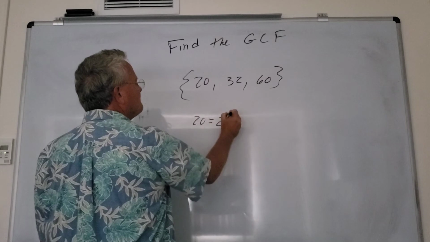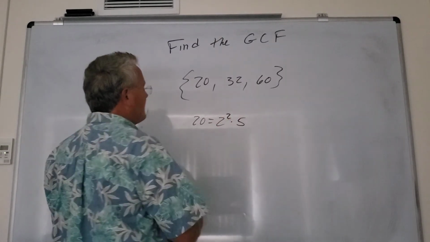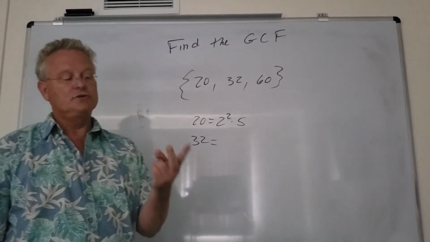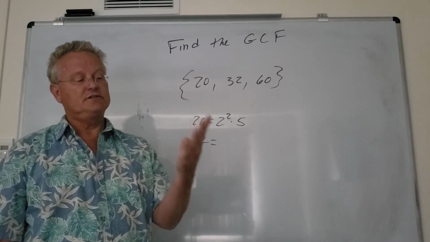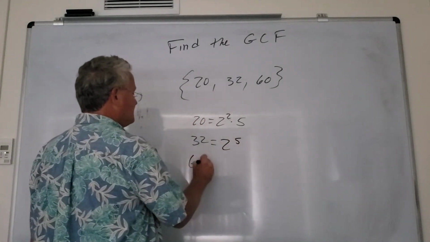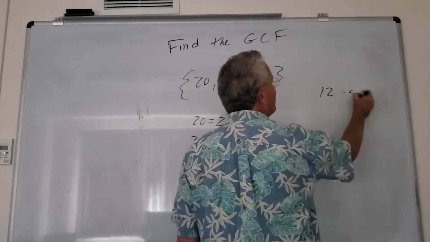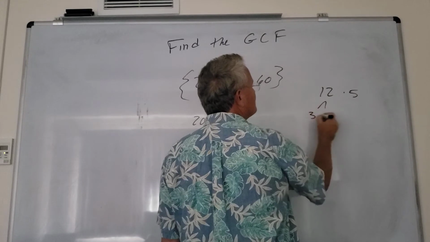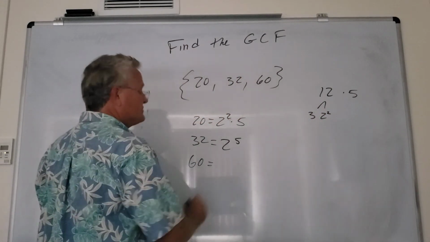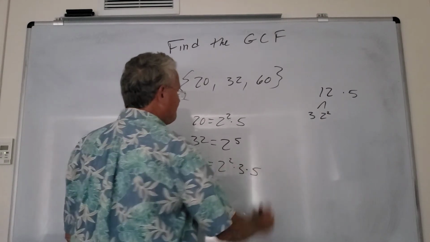20 is 4 times 5, 2 squared times 5. 32 is 2 to the 5th. 2 times 2 is 4, times 2 is 8, 16, 32. So it's 2 to the 5th. 60 is, let me factor that. 60 is 12 times 5. 12 is 3 times 4, but 4 is 2 squared. So 60 is 2 squared times 3 times 5.